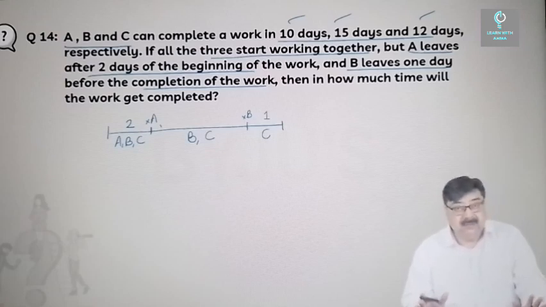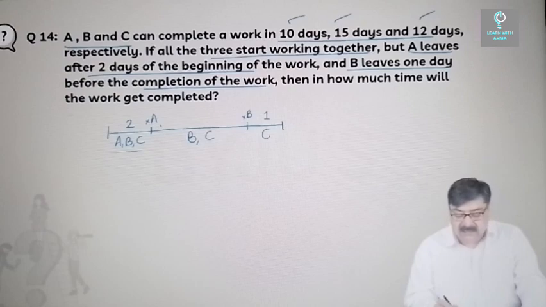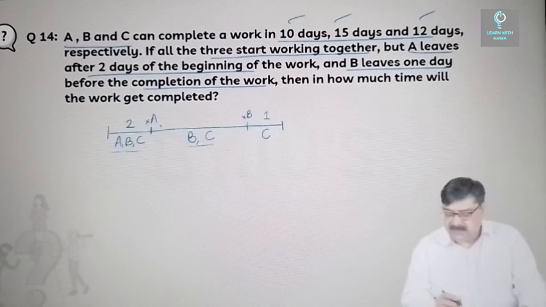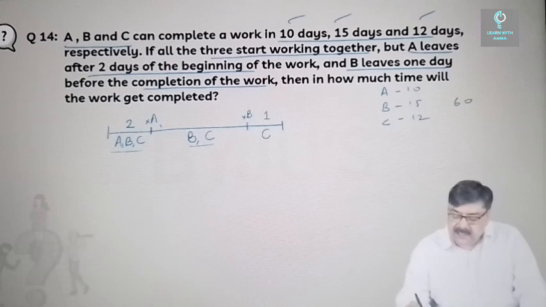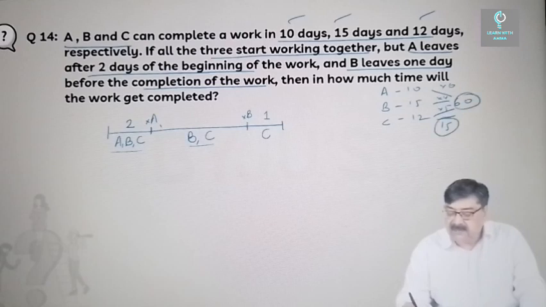So 2 LCMs we have to find out. LCM for ABC and then BC. LCM might be the same. Their working efficiency needs to be found out. So let's do it here. ABC, 10, 15, 12. This is 60 into 6 into 4 into 5. 15. 60 divided by 15 is 4.